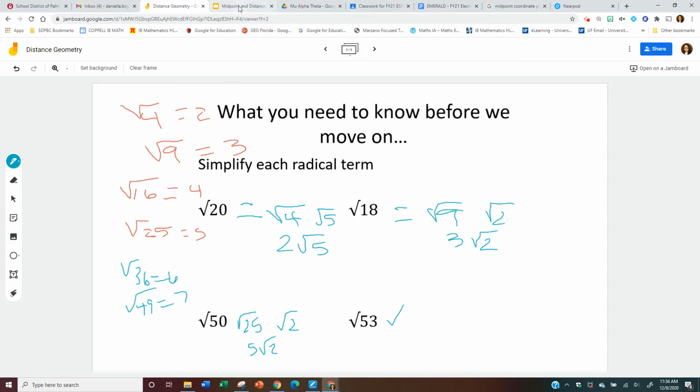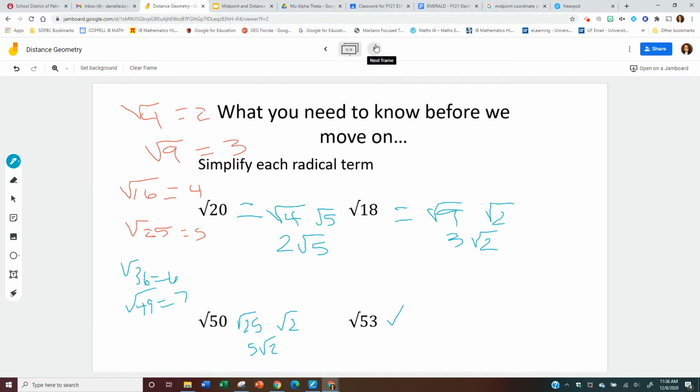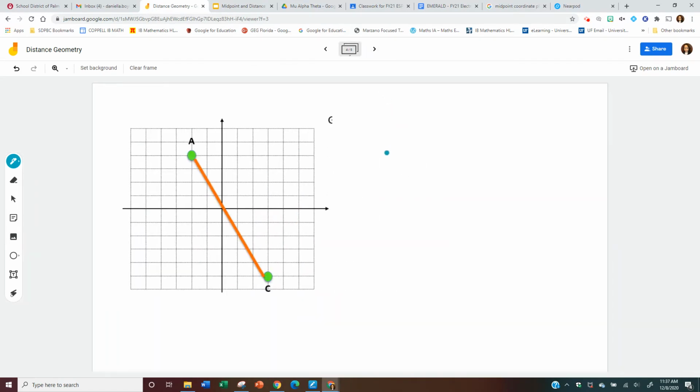Okay, so let's talk about the distance formula. Let's talk about distance. You are going to find the distance when you're being asked to find the length of a line segment on a coordinate plane. If the question says what's the distance between A and C, or what's the length of A and C, they're both asking for the same thing. So length and distance are the same exact thing.